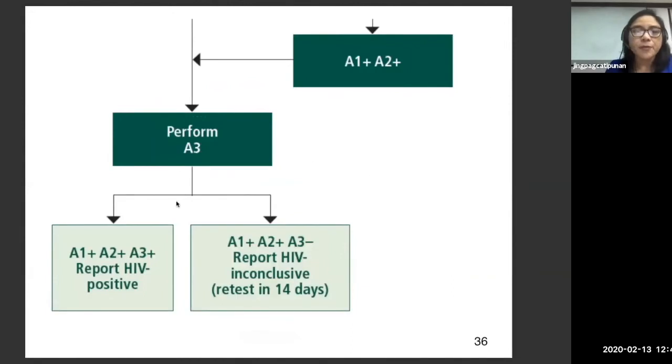But if you have three positives, consecutive, from different sites, you have to report it as HIV positive. But if you have tested 2 out of 3, it can still be HIV inconclusive, but you have to retest in 14 days. If it is really negative, with 2 tests negative, then you can say that it's negative. But if it turns out positive, then the patient is reported to be HIV positive.